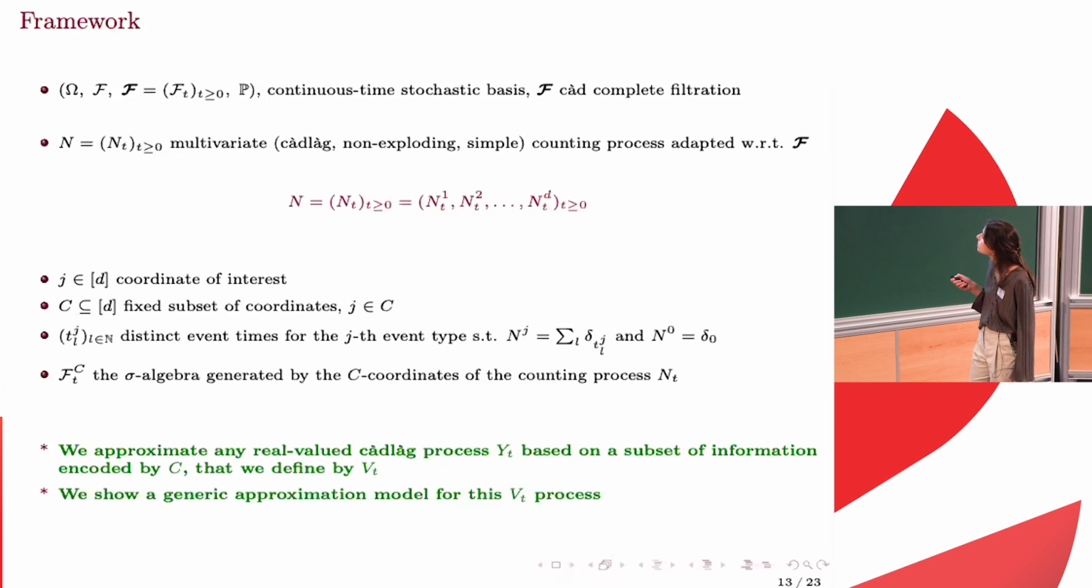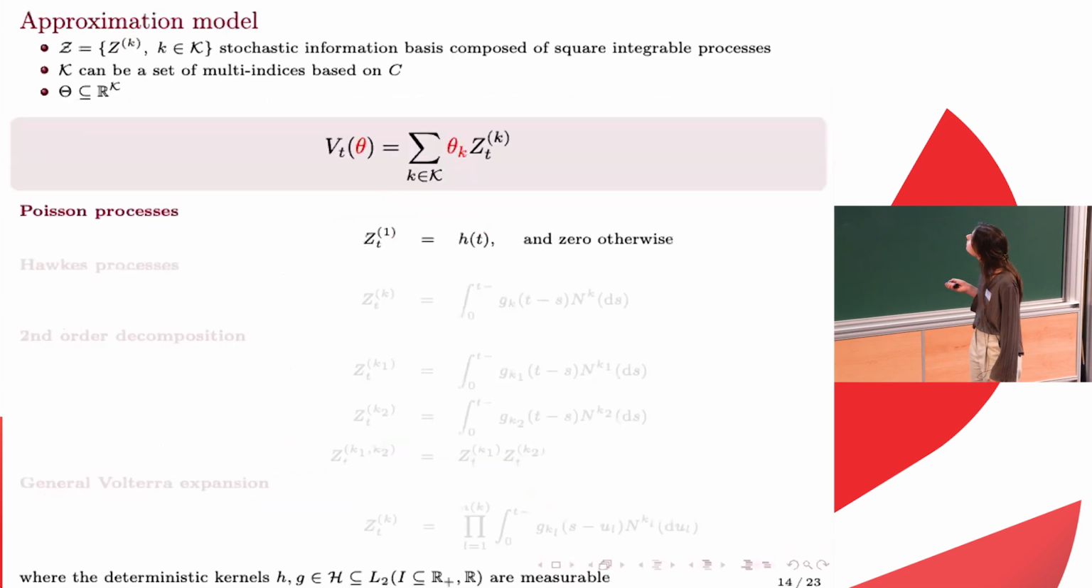The goal here is to be able to approximate any real-valued process Y based on a subset of information encoded by C, that we will define by V, okay? So we want to model Y, but only based on the information that I have thanks to the C coordinates, okay? And we show a generic approximation model for this V process.